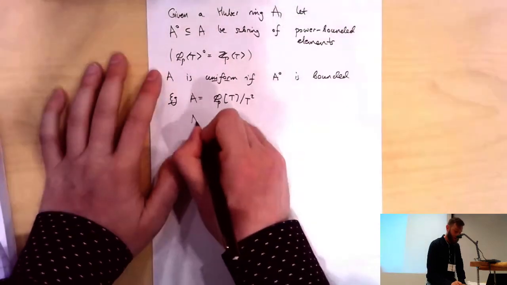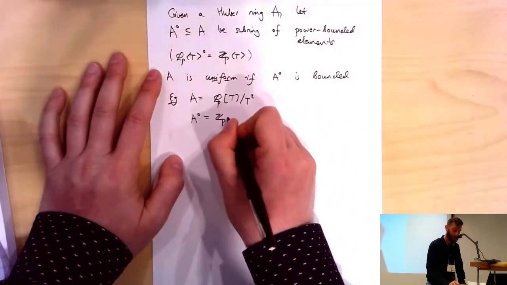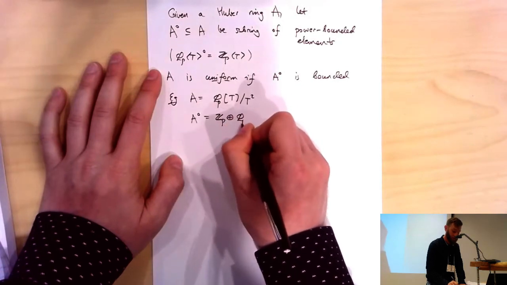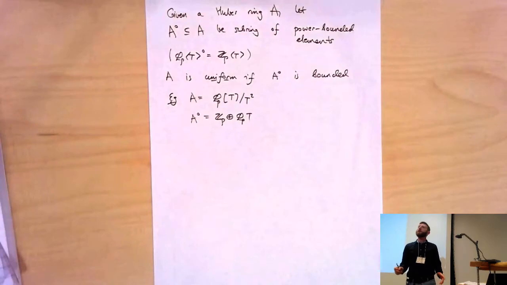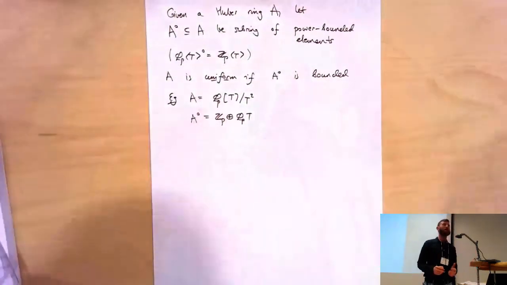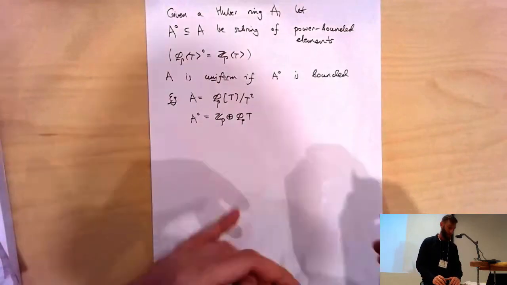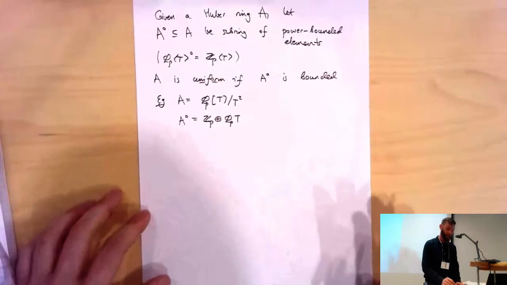And then which elements are power bounded? Well, they have to have Zp as their constant coefficient, but then the coefficient of T can be anything, because T squared is 0. So this is not bounded because it escapes any compact subset that you like, right? It has elements p to the minus n times T, and that goes off to infinity. Okay, this is not uniform.